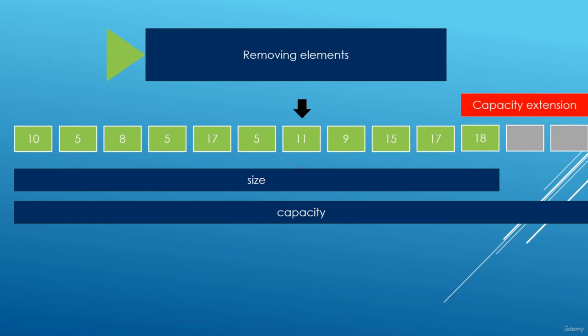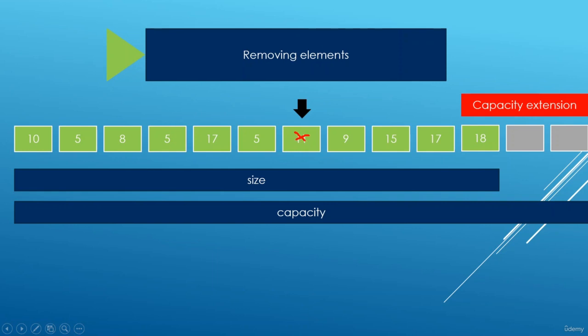And for example, suppose we want to remove the 11 element here. Before we remove elements, notice that we have a size of 11. If you count the elements, you're going to see that we have 11 elements and our capacity is 13. Keep this in mind.